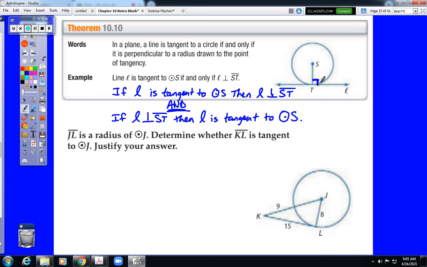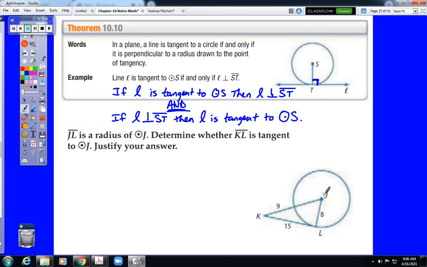Now the way that we justify our answer is we show our work. So in order for this to be a tangent line, we need to show whether or not angle JLK is a right angle. So that requires us to come up in our heads with some theorem that would allow us to figure out whether or not the side lengths of the triangle JKL could be a right triangle where L is the right angle. Well, in that case, KJ would be our hypotenuse.